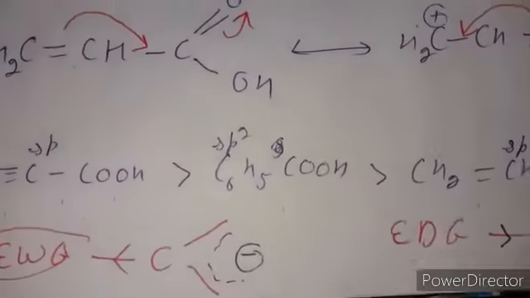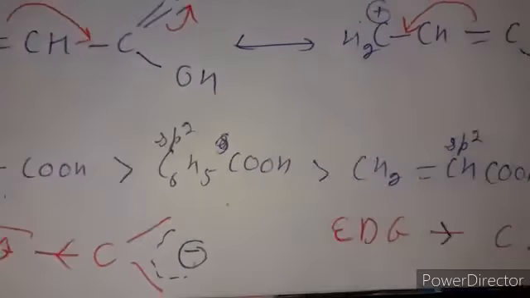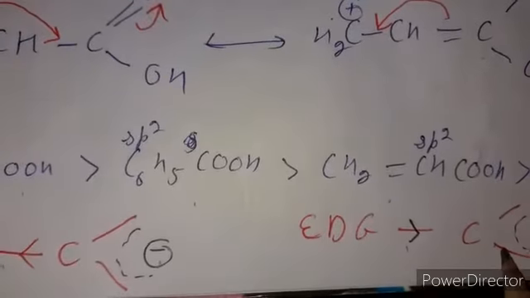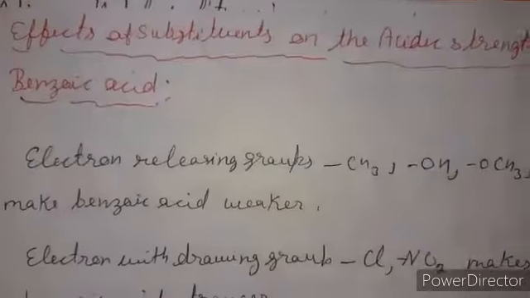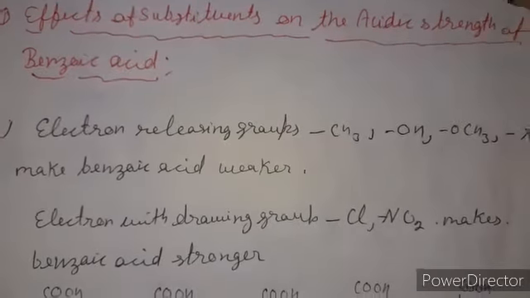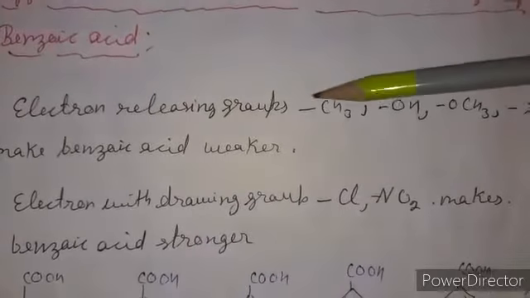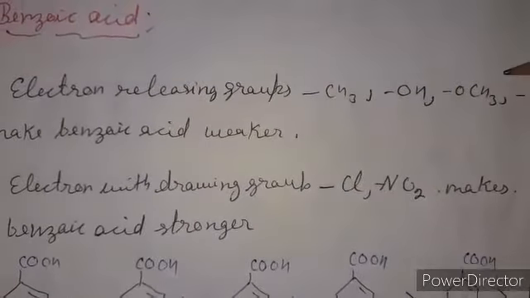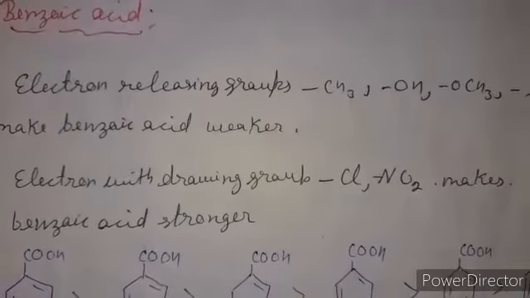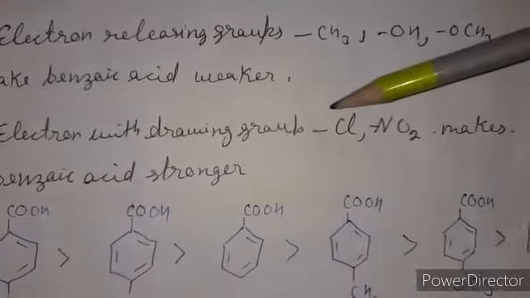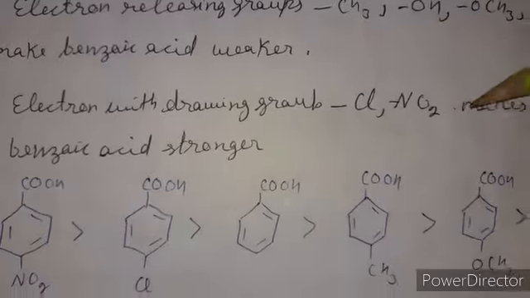So overall, we sum up: electron withdrawing groups increase the acidic character of carboxylic acid, and electron donating groups decrease the acidic character or acidic strength of carboxylic acid. Next, we discuss the effect of substituents on the acidic strength of benzoic acid. There are two types of groups: electron releasing and electron withdrawing. If an electron releasing group is attached to the ring, the benzoic acid is weaker as compared to benzoic acid. If an electron withdrawing group is attached to the ring, it makes benzoic acid more acidic than benzoic acid.